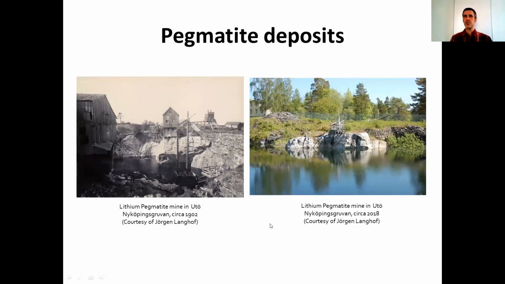Now let's switch to the main characteristics and formation processes of the different lithium deposits, starting with pegmatite deposits. You can see on this picture here the pegmatite body in the Ute mine in 1902, and that's the same pegmatite deposit in 2018.